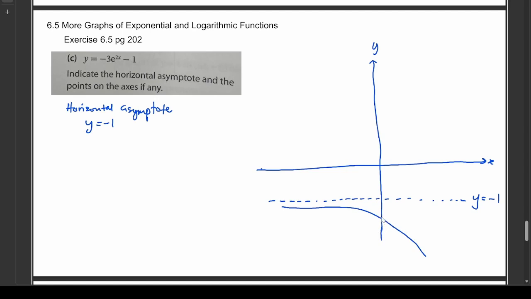So I have one, can you see this? I have one important point on the y-axis. So I need to find the coordinate of this point, right? So here, if you cut on the y-axis, x is equal to 0. And e to the 0 is 1, so negative 3 minus 1 equals to negative 4. So you have a coordinate like this, 0, negative 4.